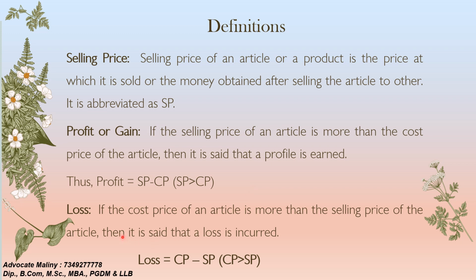Coming to loss. Loss is when the cost price is higher and the selling price is lower. For example, you buy a pen for 20 rupees and due to some reasons, maybe there is no demand or maybe it is old stock, you sell it at 10 rupees. So the difference is 20 minus 10, 10. So 10 is the loss. So here, as written here, profit is when the selling price is more than cost price. Loss is when cost price is more than selling price.